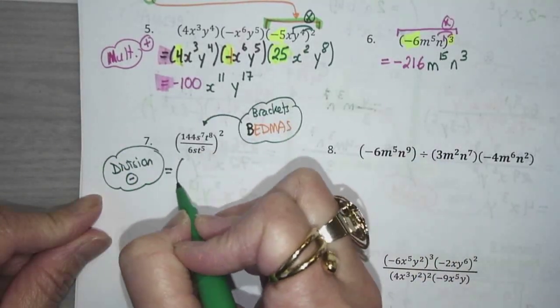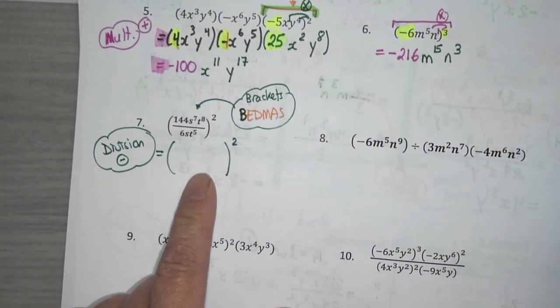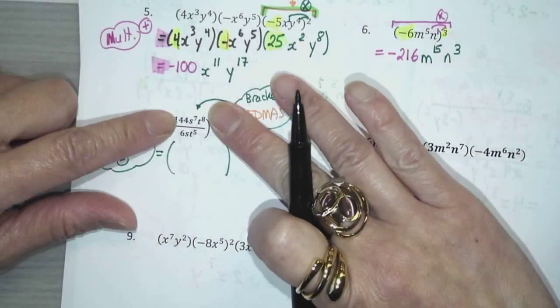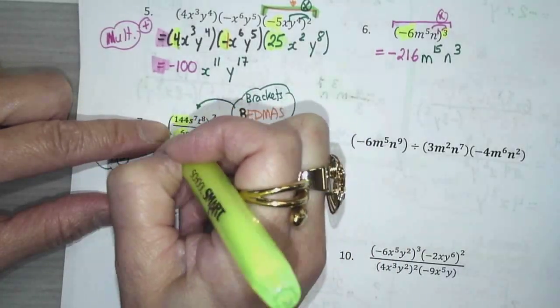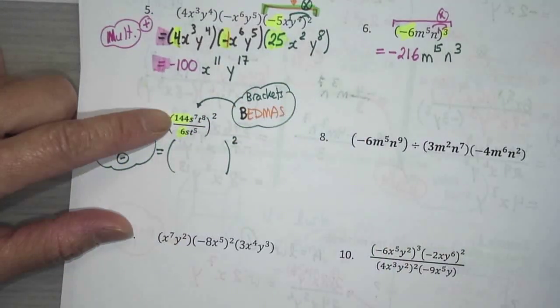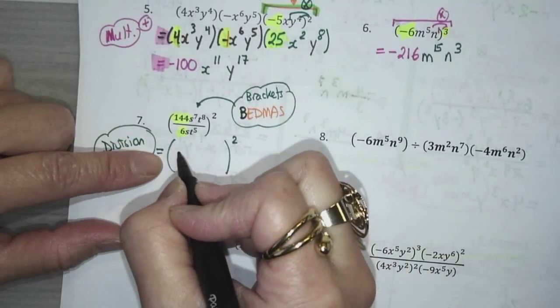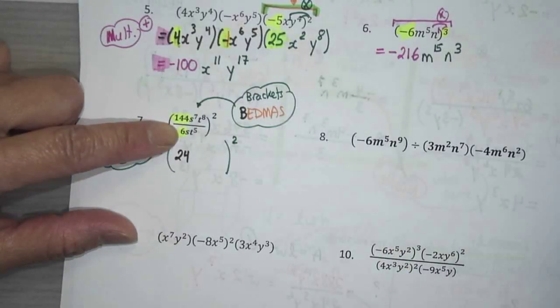So I'm going to save the outside like this. Not going to do that yet. I'm only going to focus on the inside. So ignore the 2. We're just going to do the division. The numbers are regular numbers, so numbers have not changed rules. You do 144 divided by 6. When you do that on your calculator, you're going to get 24. 144 divided by 6 gets me 24.